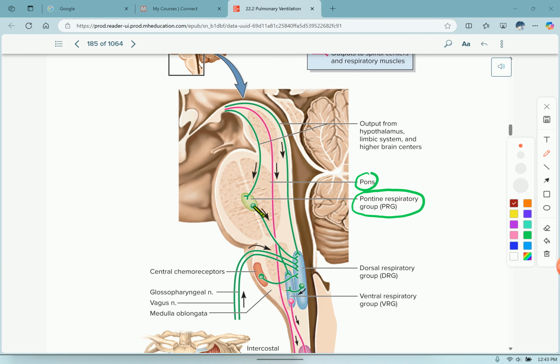Okay, so the PRG, the pontine respiratory group, does communicate with the dorsal respiratory group. That is influenced by cranial nerve 10, also known as the vagus nerve. Okay, the vagus nerve is a very powerful parasympathetic nerve, which means this is your rest and digest nerve. So it's going to put you in parasympathetics, put you in calm.